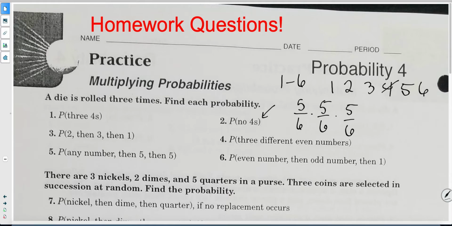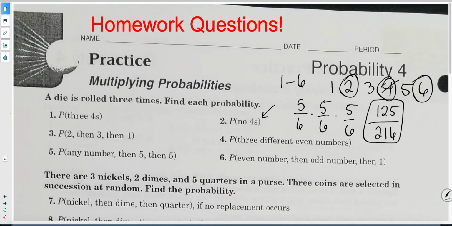So 5 times 5 is 25, times 5 is 125. And then 6 times 6 times 6, I think, is 216. So 125 out of 216. You could try to reduce that if you want to, which it doesn't. So you can just leave it like that if you want to.